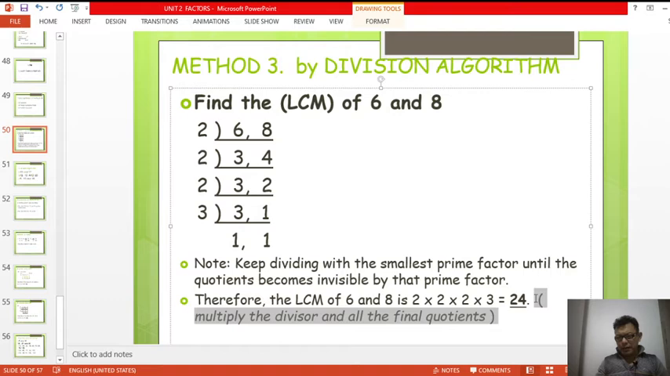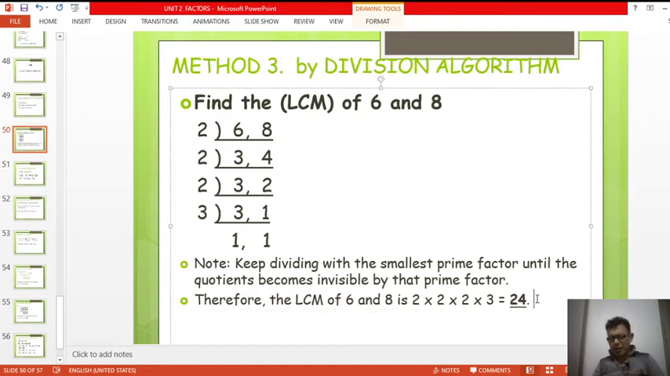Okay, let's take this one out so that you won't be confused. So that is now your LCM. Okay, this is the answer. The answer is 24, not 2 times 2 times 2 times 3. Okay, the answer here is 24. That is your LCM. I hope you understand that.